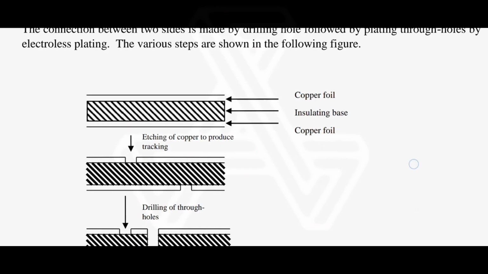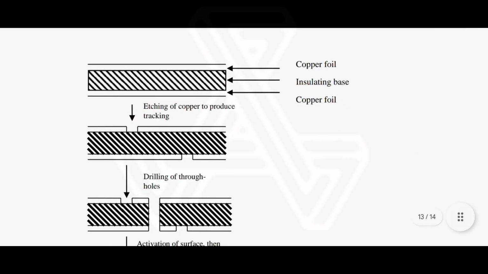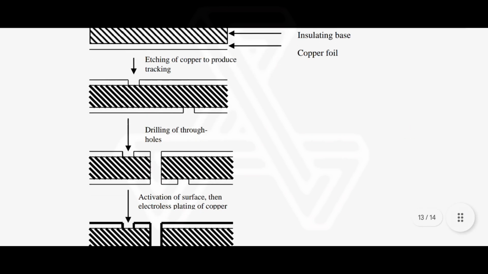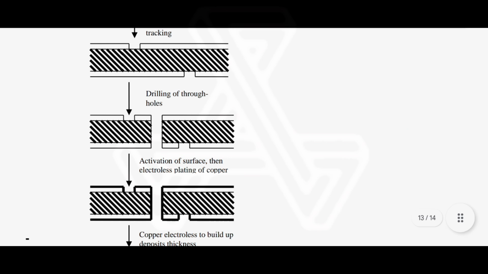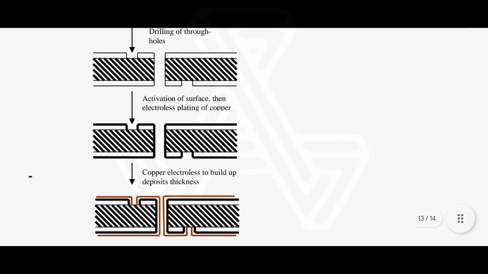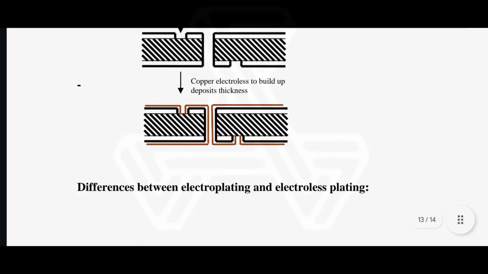Copper foil, insulating base, copper foil. Etching of copper to produce tracks. Drilling of through holes. Activation of the surface, then electroless plating of copper. Copper electroless plating to build up deposit thickness.